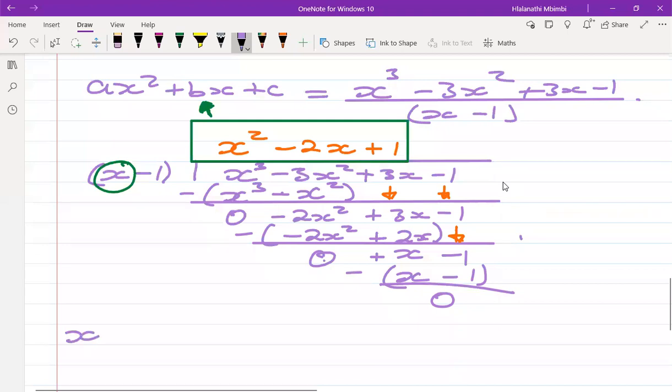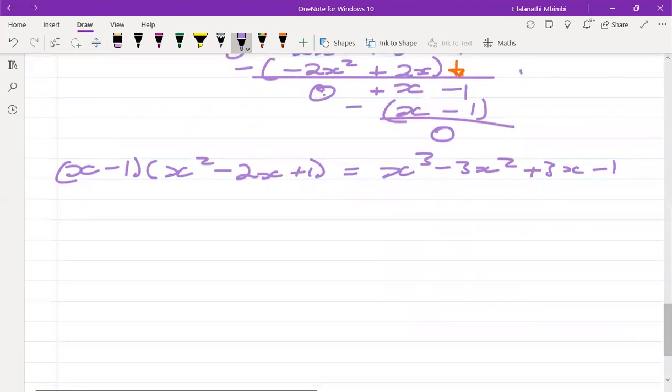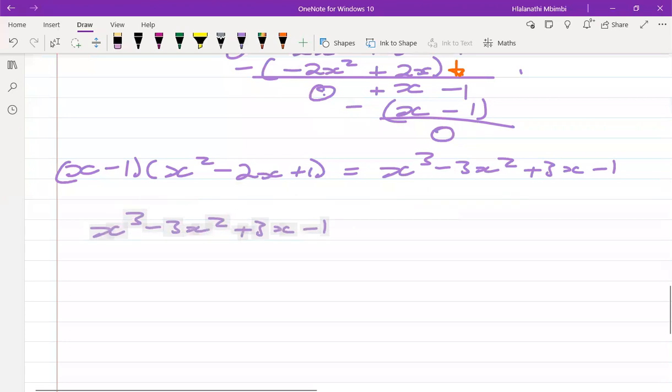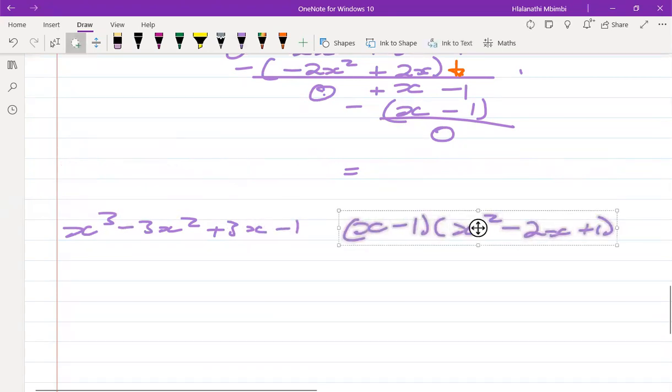So now remember we had that x minus 1 of ours. We know now that if we were to multiply that x minus 1 with x squared minus 2x plus 1, we would get x to the power 3 minus 3x squared plus 3x minus 1. Probably the way that you would like to write this is the other way around: if you have this, then it factorizes to that. Maybe you'd be more happy to write it that way.